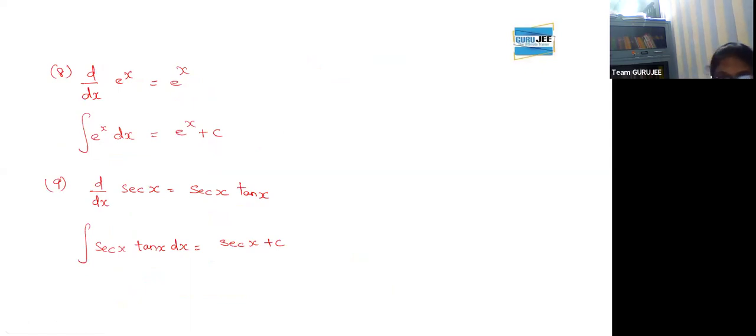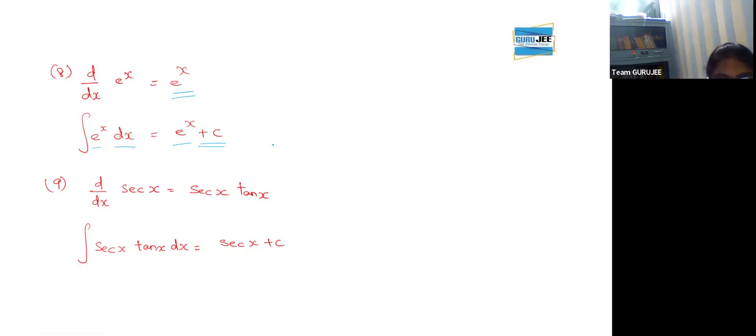Next, only one function. There is no change between differentiation and integration for e power x. If you differentiate e power x, the derivative will be the same e power x. You integrate e power x with respect to dx, then the same thing results, but for integration you have to add the constant. That's all. Derivative will be equal to antiderivative.